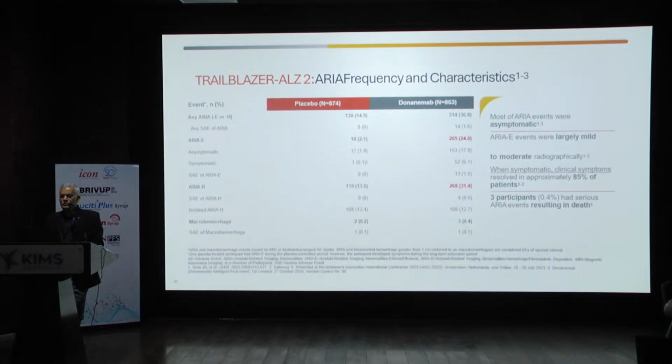In the TRAILBLAZER-ALZ 2 study, there was 24% ARIA-E and 31% of them developed ARIA-H. These are numbers, but they are not clinically significant. Most of them are asymptomatic or have mild symptoms. But 3 participants had serious ARIA events resulting in death. So this can also happen.